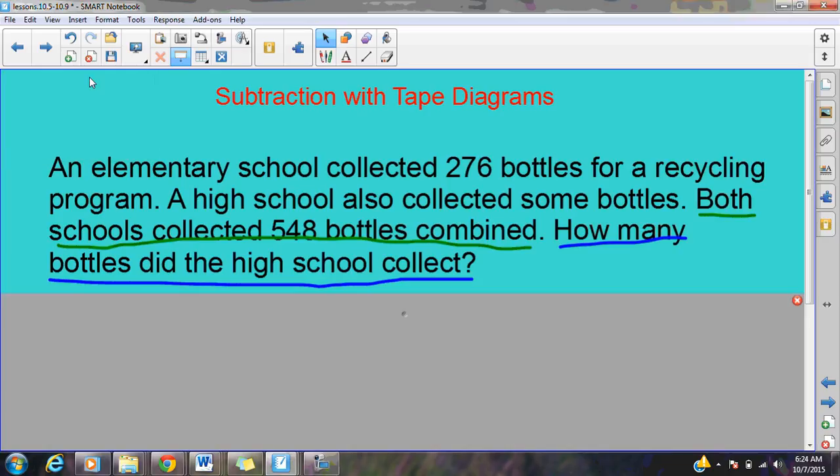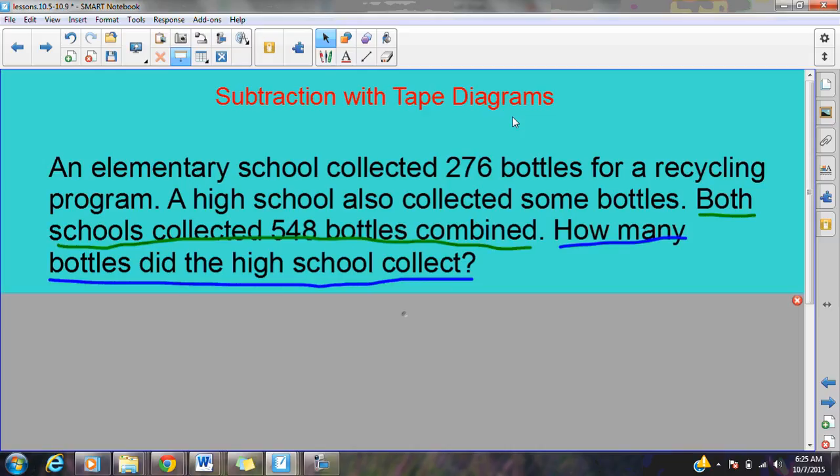Subtraction with tape diagrams. Today we are going to look at the operation of subtraction using what's called a tape diagram. I'm going to read this problem very much like your homework. It says the elementary school collected 276 bottles for a recycling program. Our high school also collected some bottles. Both schools collected 548 bottles combined. How many bottles did the high school collect?